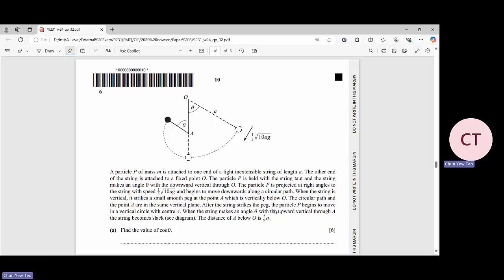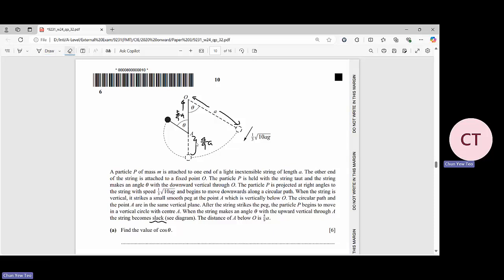After the string strikes the peg, the particle P begins to move in a vertical circle with the center A. When the string makes an angle theta with the upward vertical through A, the string becomes slack, and the distance of A below O is 5 over 9a. So originally the length here is a. That means after that, this one is only 5 over 9a, which means that this will become 4 over 9a. So we have two different circles over here.